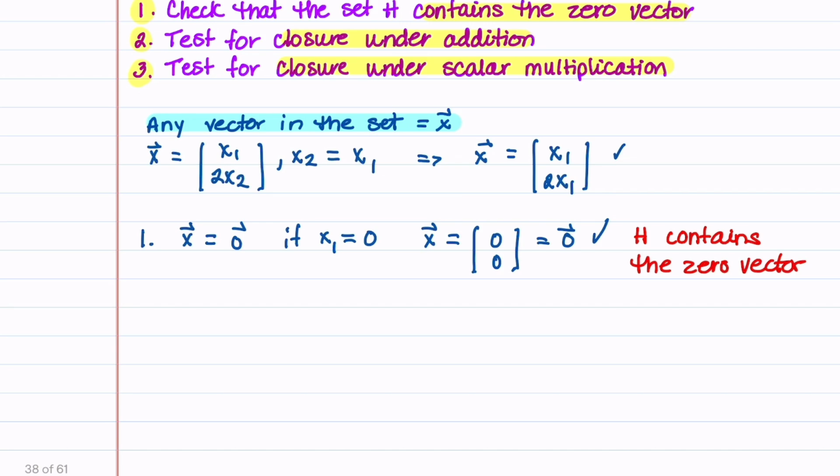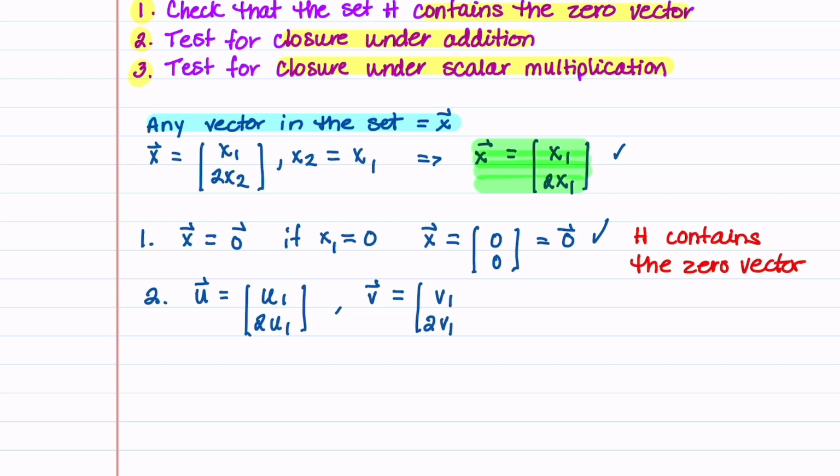Now let's see if our set is closed under addition. To do this, we're going to create 2 vectors that are just like vector x. I'm going to call the first vector u, and I'm going to let it be equal to u1, 2u1. Let me highlight this up here so you can see that this is our vector that is any vector in our set H. And then let's call our second vector v, and we're going to make it look just like H, except instead of an x, we're going to have a v. So we have a v1 and a 2v1.